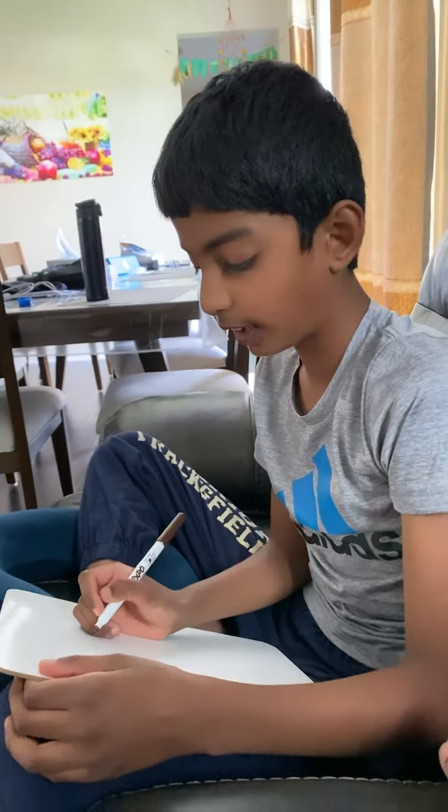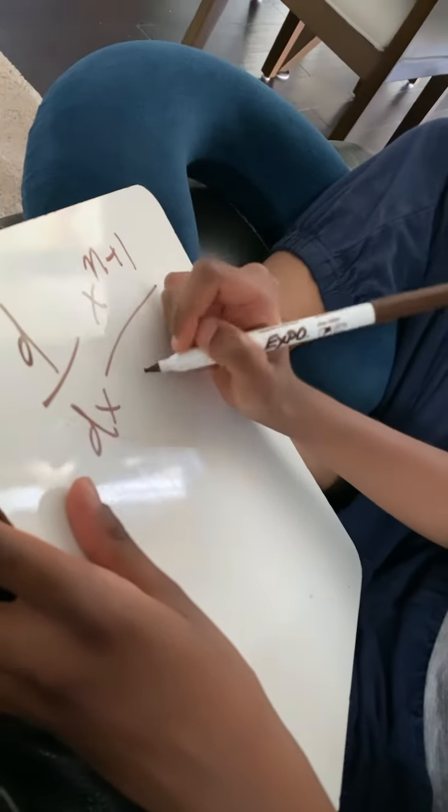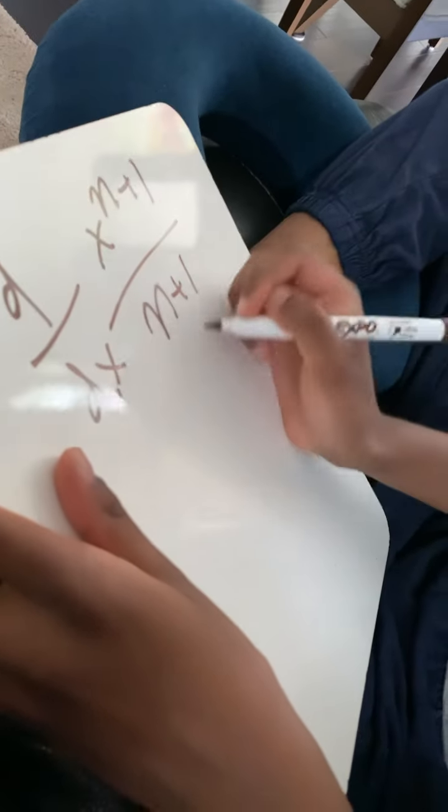Today we're going to learn the indefinite integral of powers. And the way to find that out is by using the reverse power rule. So let's say you have the derivative of x to the n plus 1 over n plus 1.